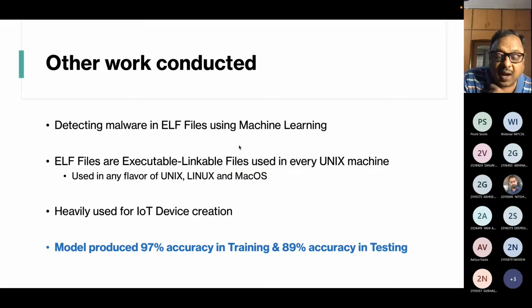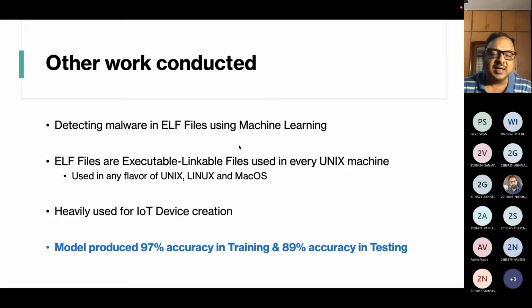Now, I did the same experiment with ELF files. You may know that all the executable files which run on a Linux machine or any form of Unix machine, whether it is Solaris or AIX or anything, any executable file is basically an ELF file. And all the IoT devices primarily utilize Linux, so all the executable files on the IoT devices are also ELF files. ELF files have huge utilization, so it's a huge vector. So ELF files are also attacked.